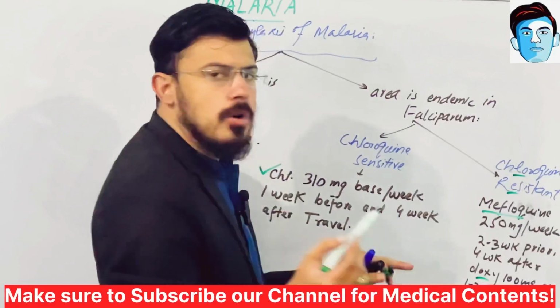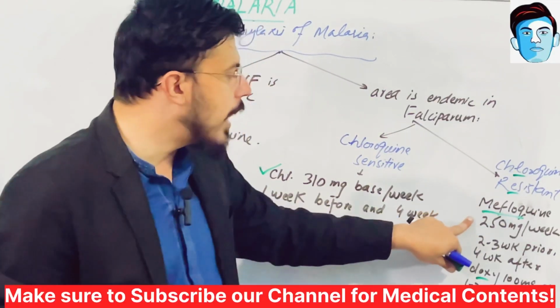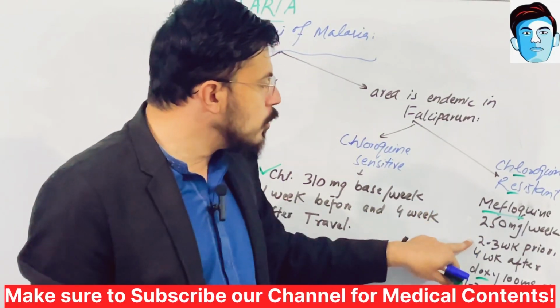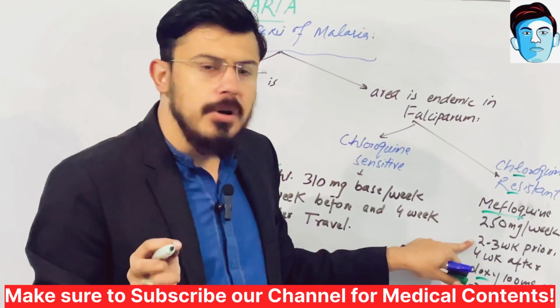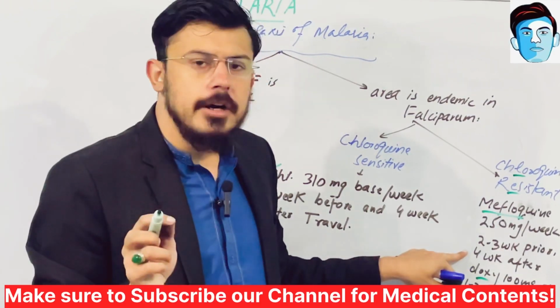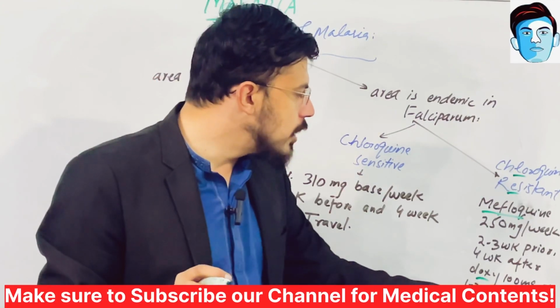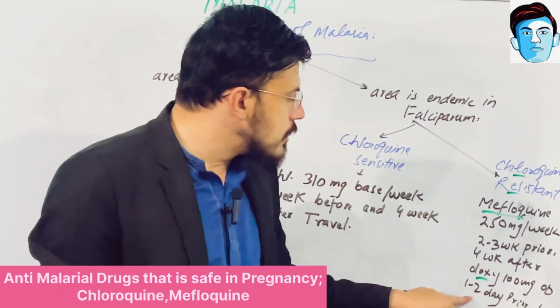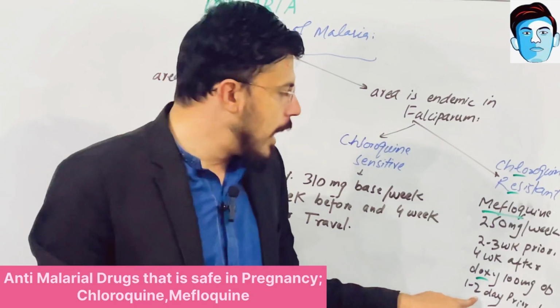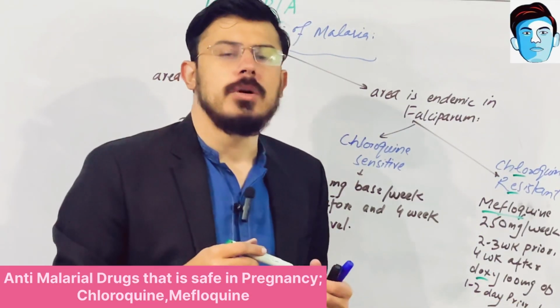The dose of mefloquine is 250 mg per week, given 2 to 3 weeks prior, and for 4 weeks after. While for doxycycline the dose is 100 mg, and it is given 1 to 2 days before, and for 4 weeks after.